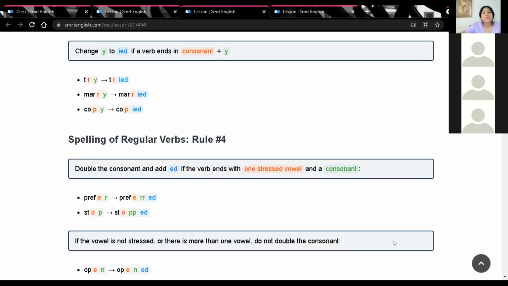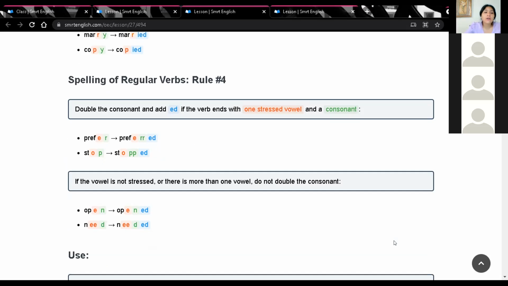When we have prefer, this type of vowel, like the E or the O, we're gonna double the last consonant. Prefer, preferred. Stop, stopped. If the vowel is not stressed or there is more than one vowel, do not double the consonant.